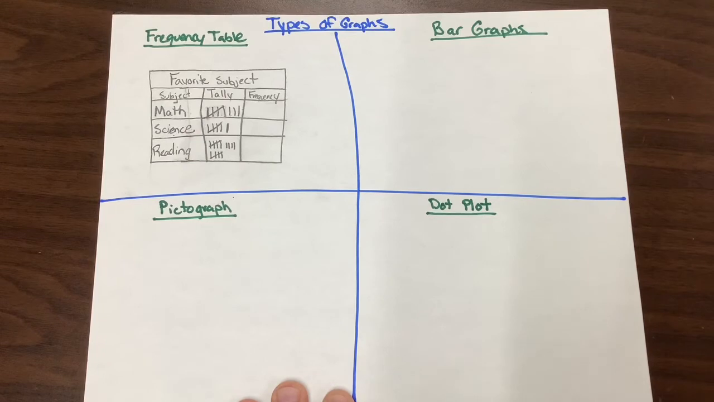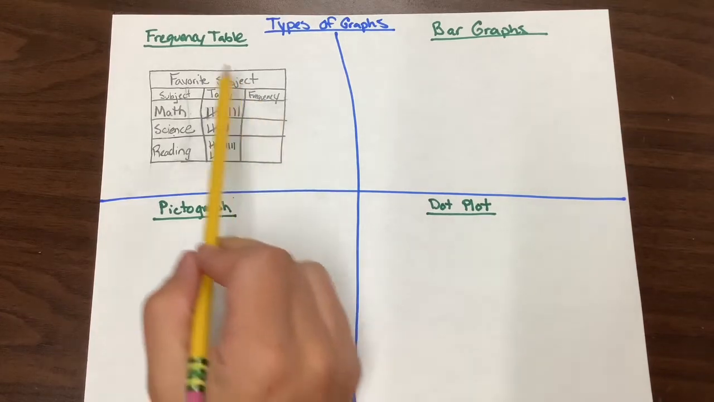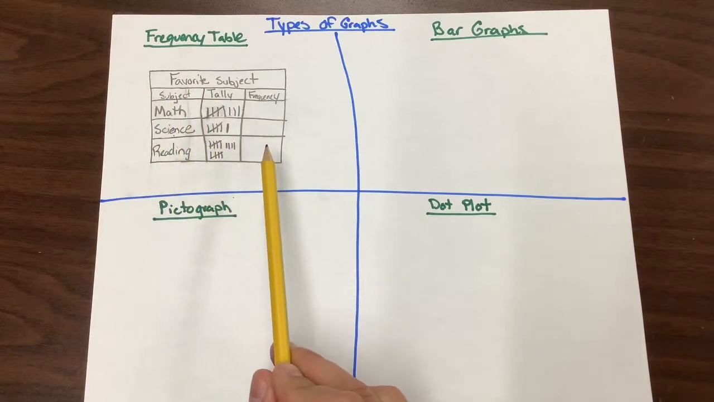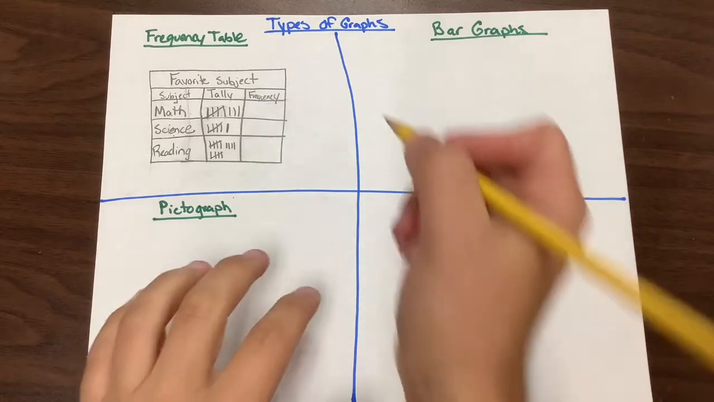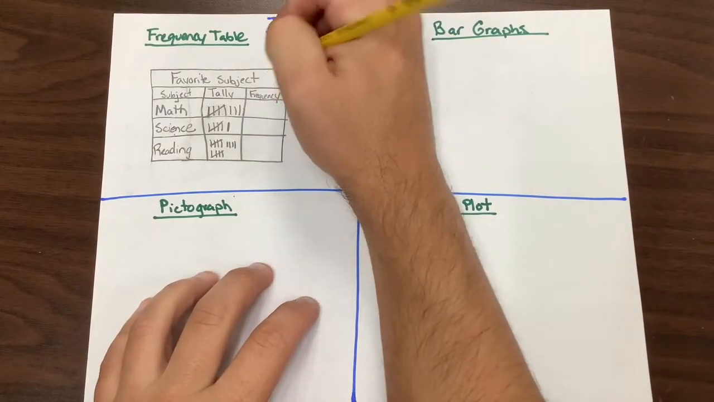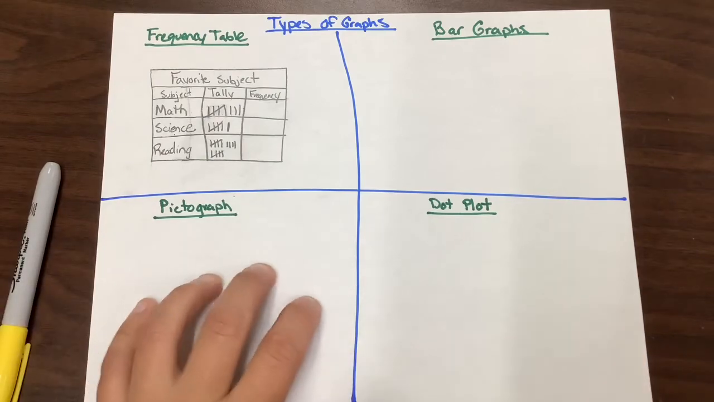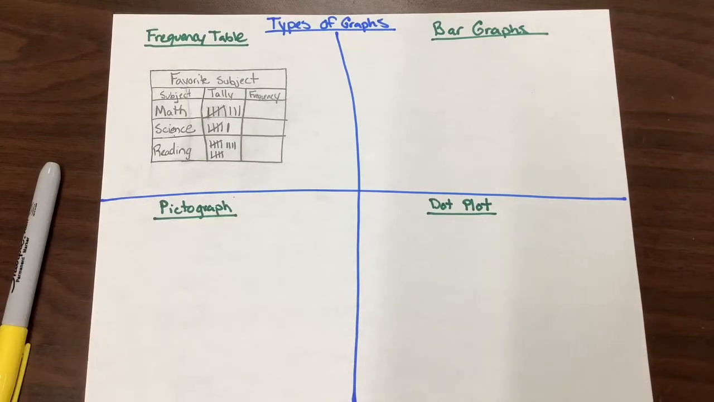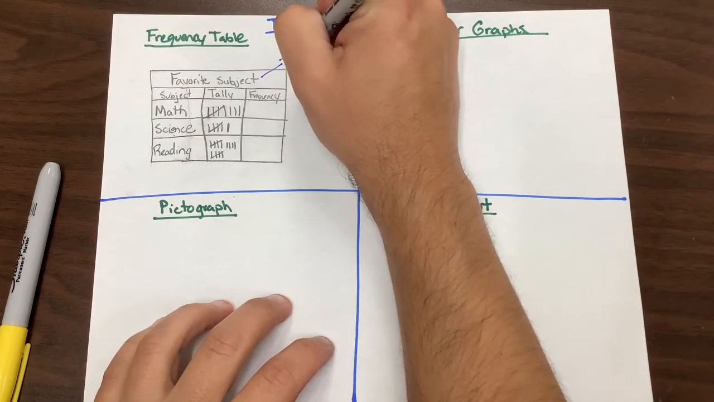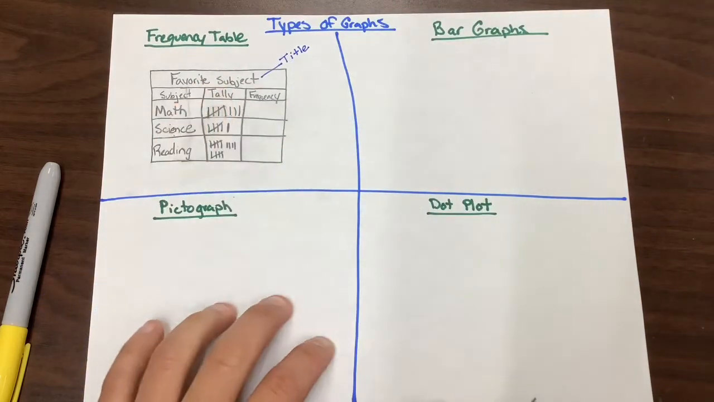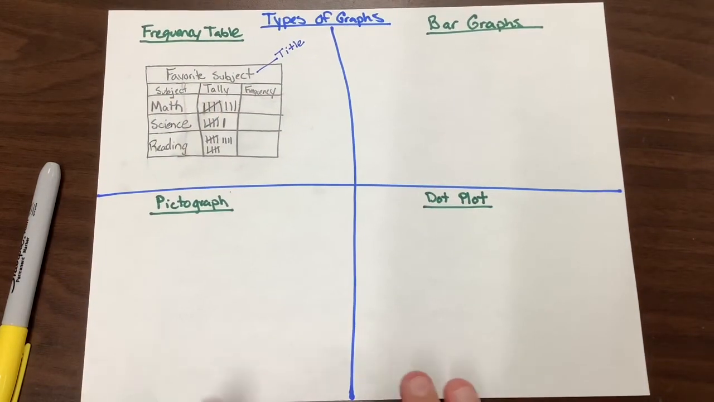So we have to remember that every table and every graph needs to have certain things. One of the things that they need to have is, what do you notice? What does this table have that tells you what they're talking about? Yes, if you said the title, you are correct. So every table needs to have a title. And the title of this table is favorite subject because that is what we are talking about.